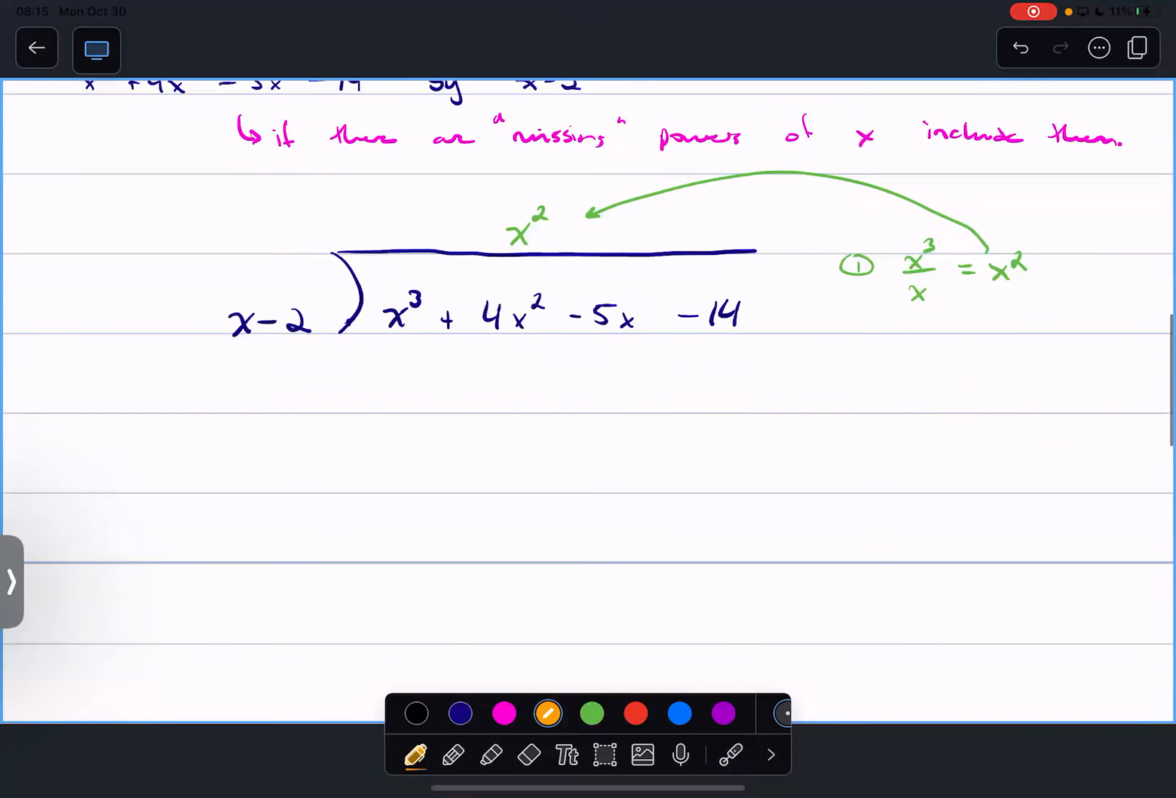Step 2 is going to be x squared times x minus 2, using that green to show that that's where it's from. And I get x to the 3 minus 2x squared. So I'm going to put that x to the 3 minus 2x squared.